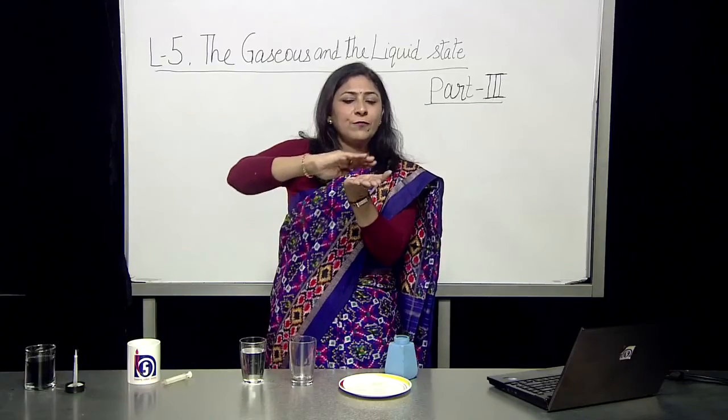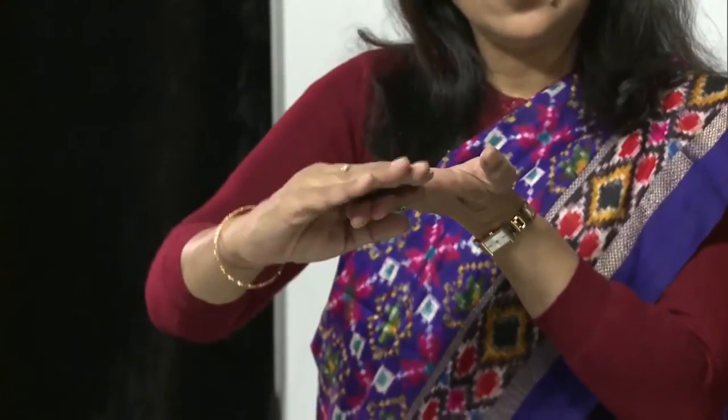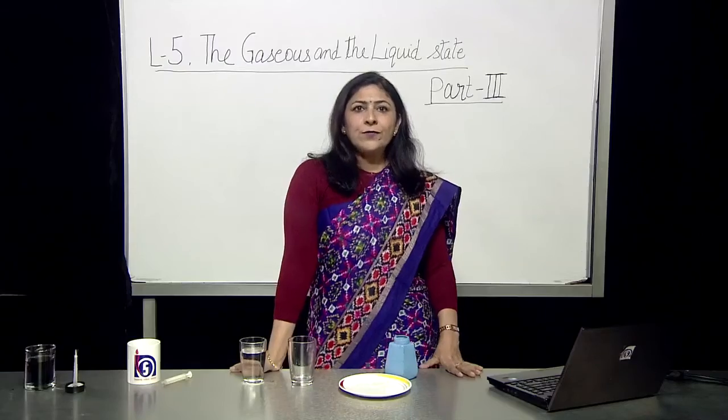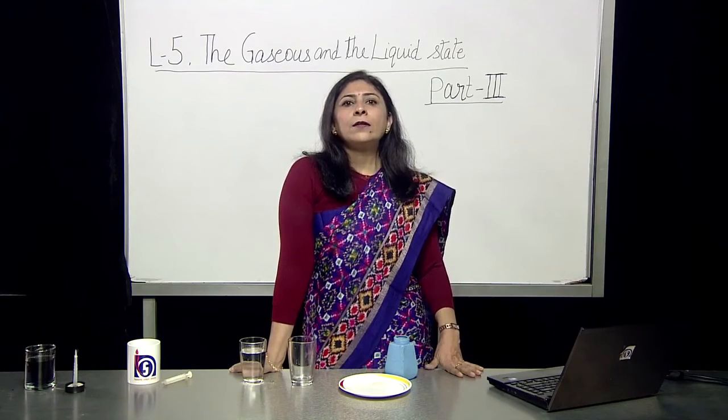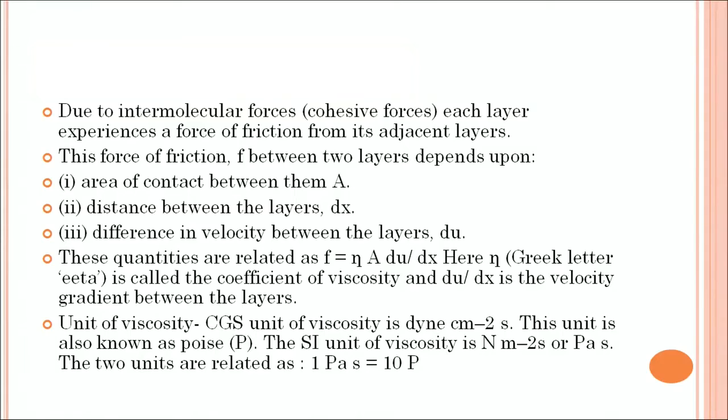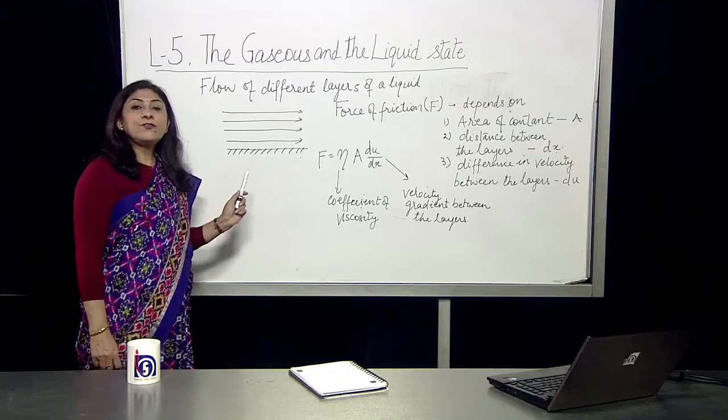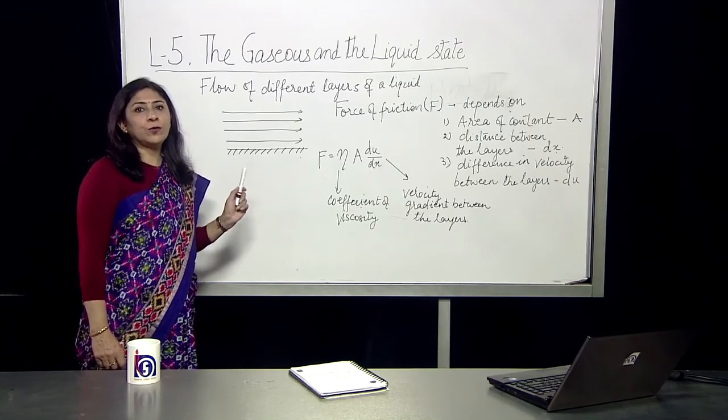So, that is why when it is flowing, you will see the above layer comes faster than this layer, because this is in contact with the surface of the container in which it is kept. So, the intermolecular forces, that is the cohesive forces, and each layer experiences a force of friction from the adjacent layer, which I just told you. So, this force of friction, that is F, is present between the two layers. Now, I will explain all this on the board to you, as I showed you in the experiment, how the layers work basically.